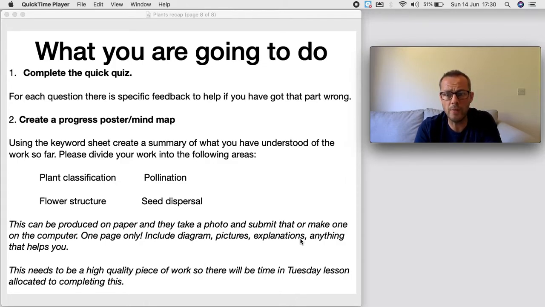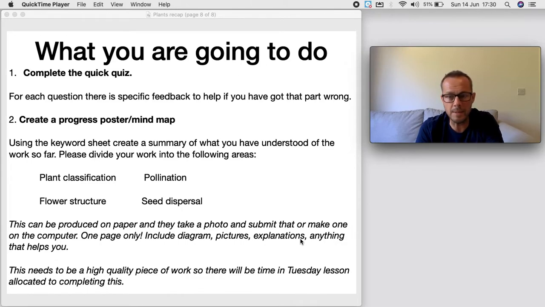What I want you to put on there is what you understand so far from those topics. So if you know the different groups within plant classification and some examples of those groups, you could put that on there. If you can draw a labeled diagram of a flower, or if you've done a flower dissection that you can take a picture of, you could put that on there. If you've got examples of wind pollination and insect pollination, you could put that on there. And again, for seed dispersal.